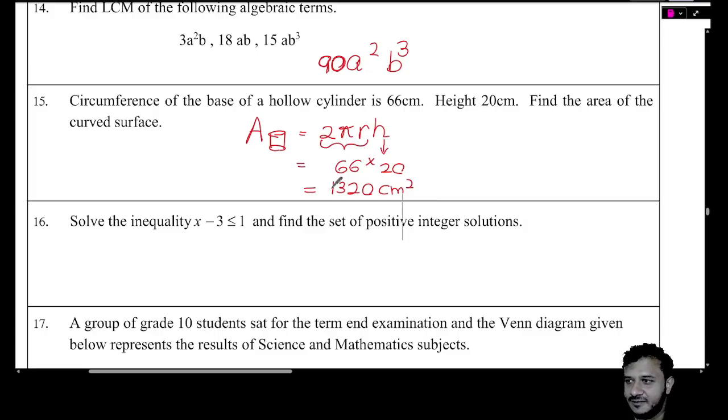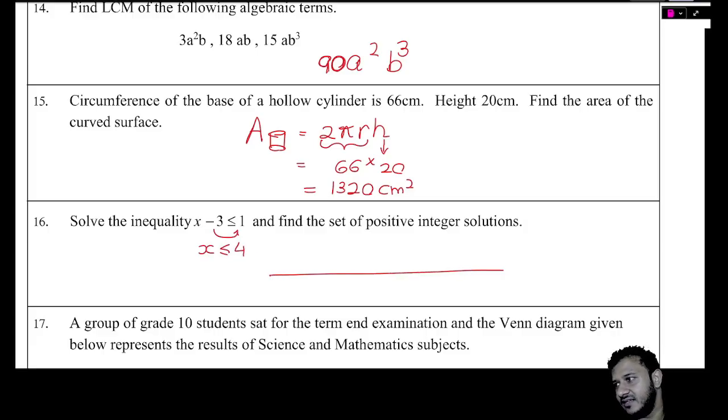Did everybody understand that? Then what will happen here? Negative 3 comes to the other side as a positive 3. X is less than or equal to 4. So you draw a nice line. No, they're asking to find the set of positive integers for the solution. Okay. X is what? Less than or equal to 4, right?